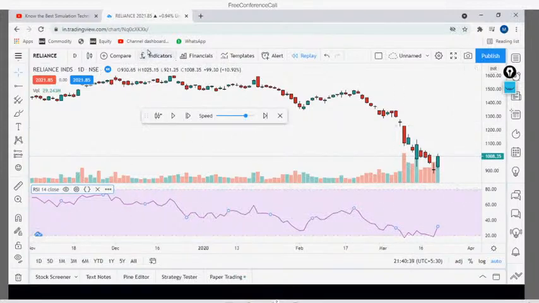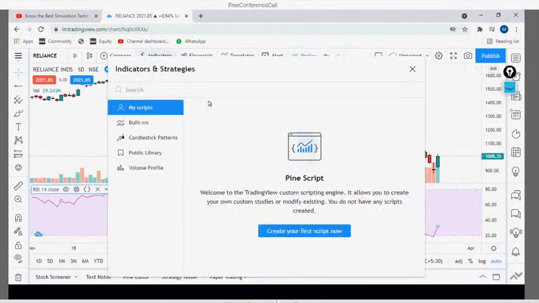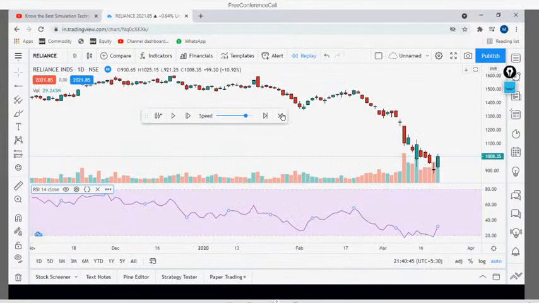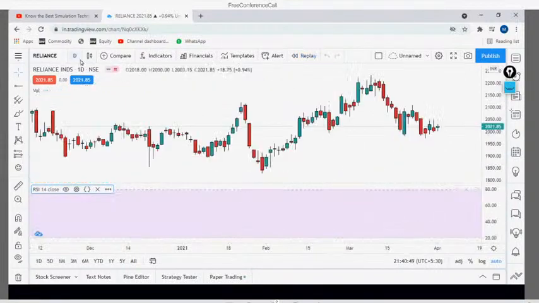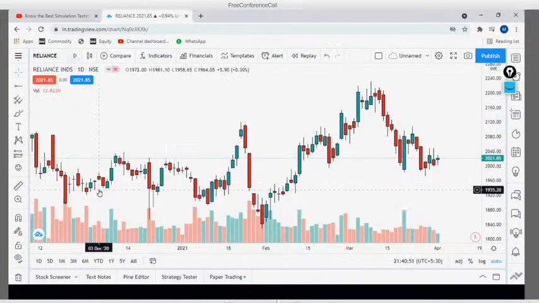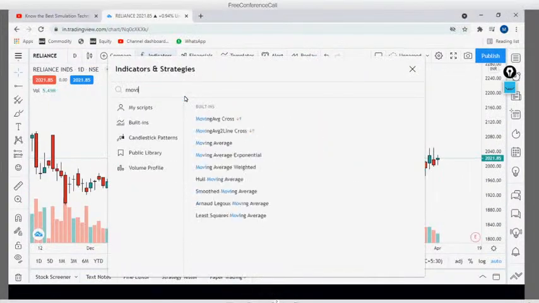The other thing will be, for example, let me add this one, 1 minute. Let me go to the normal mode. So you can do like this also, or let me remove this RSI. Let me add any moving average.